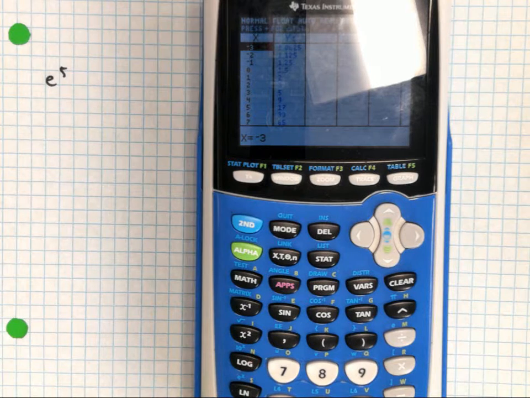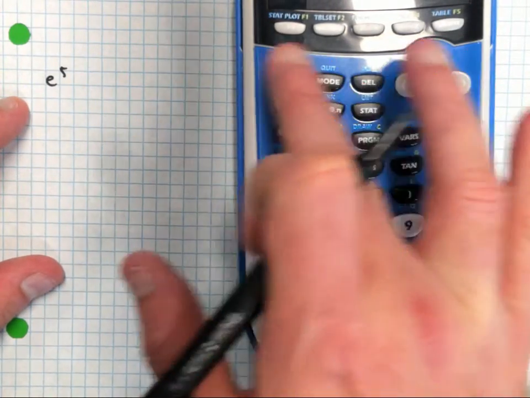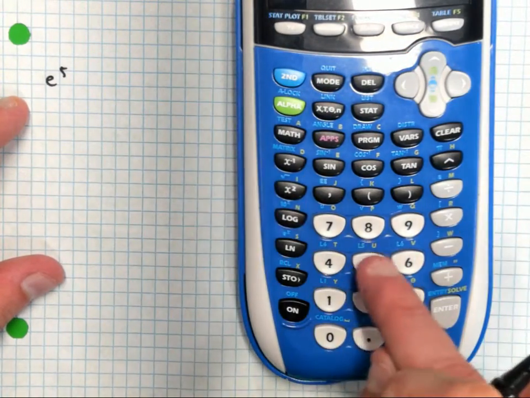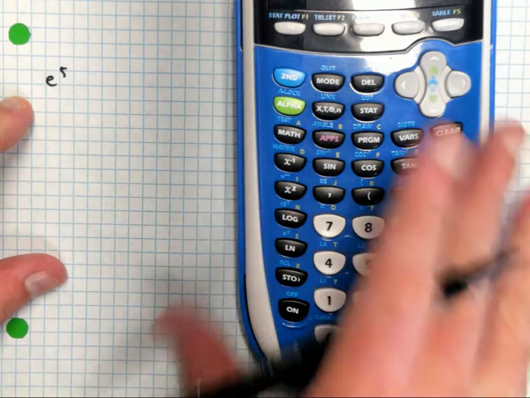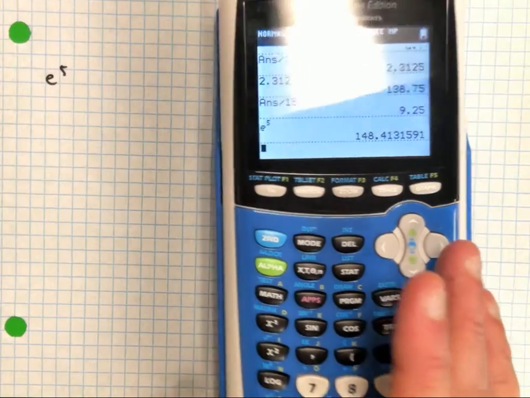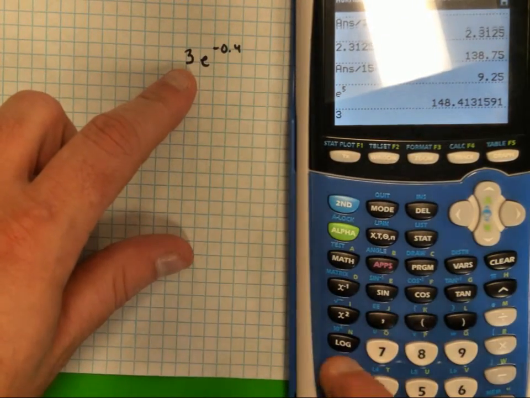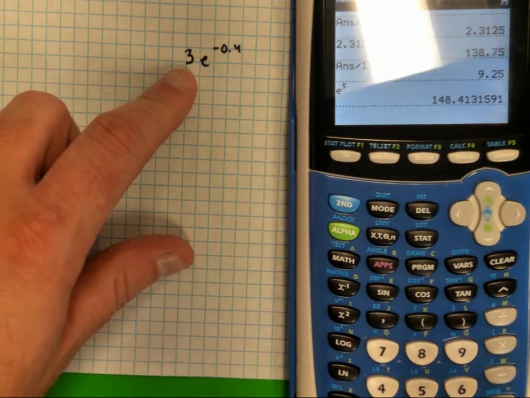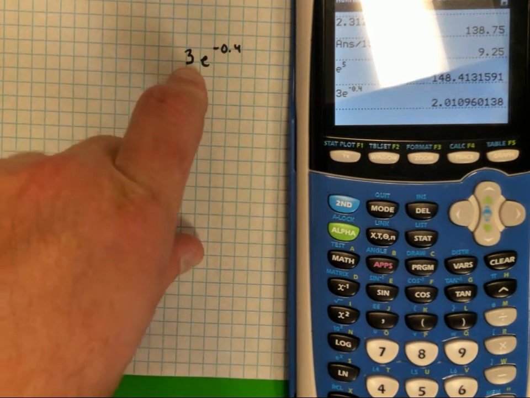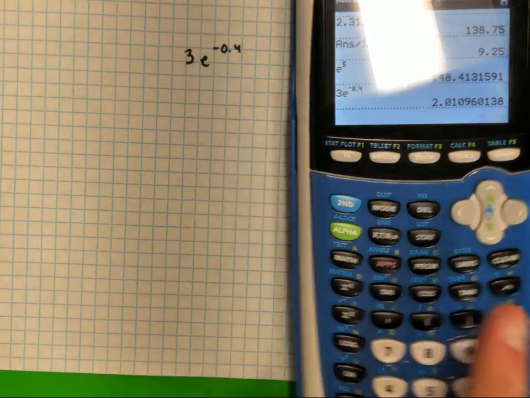Okay, so where's e located? It's right above the natural log, so I'm going to hit that. And that is what e to the 5th would give me, 148.41316, or however you're told to round. Here, if I was typing this in, e to the 3, and that would be my value for that. Are we good on how to type that in the calculator?